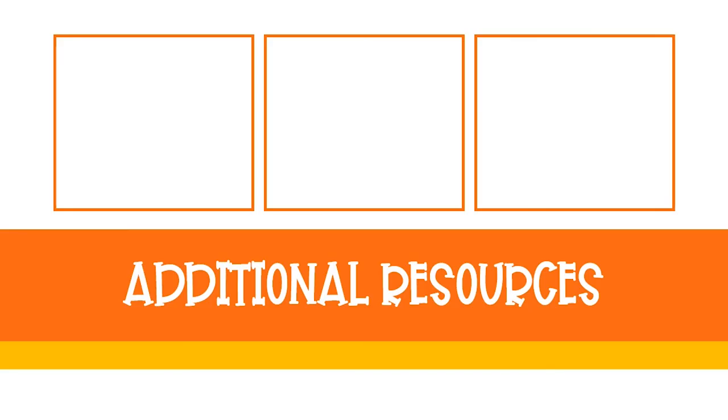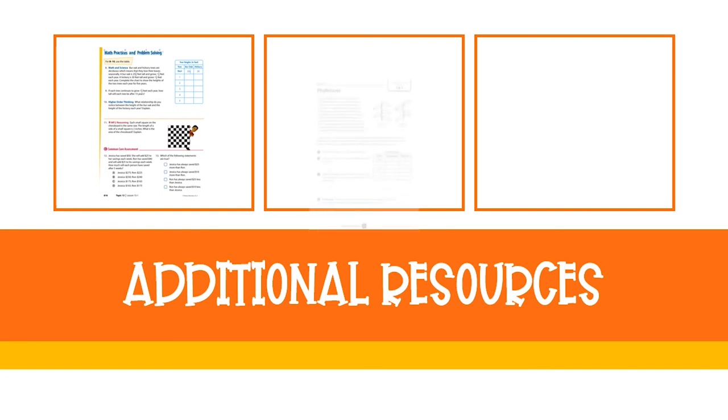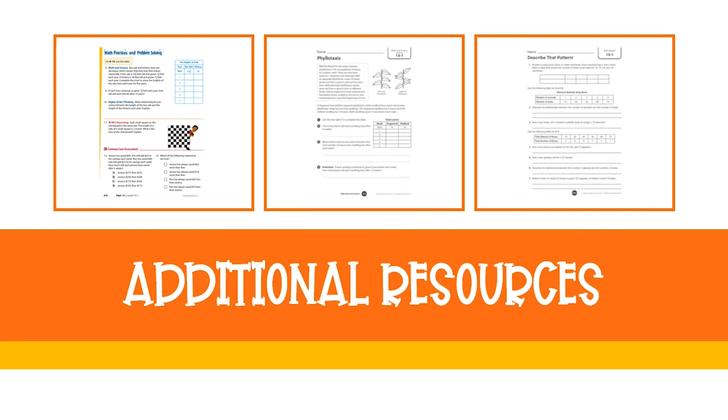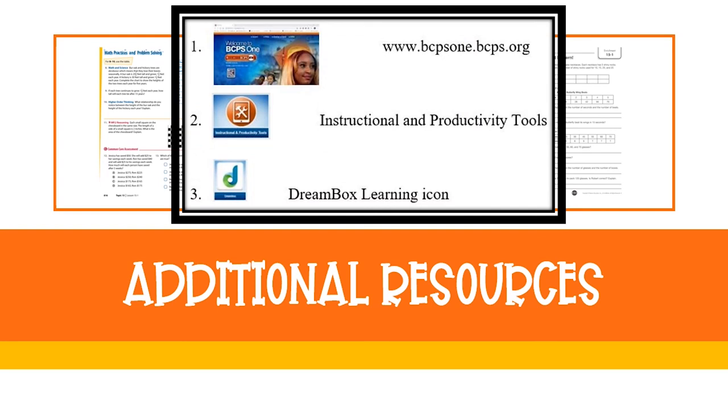When you finish that, check out the additional resource page for more practice and review. There, you'll find a more practice and problem-solving page, a math and science connection, and an enrichment page. As a reminder, if you have access, you should be completing 6 to 8 Dreambox lessons a week. You must first log into BCPS-1 using your own username and password, then access Dreambox through your instructional and productivity tools icon.